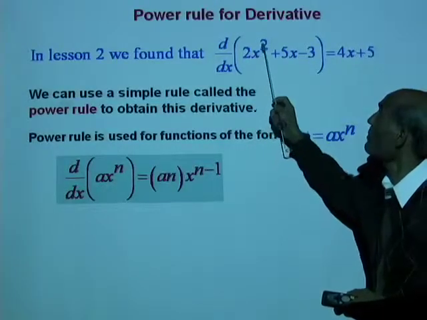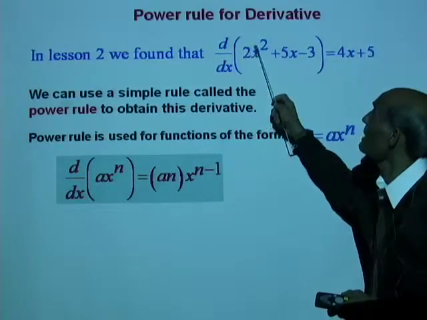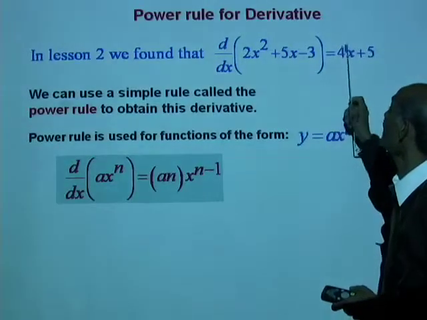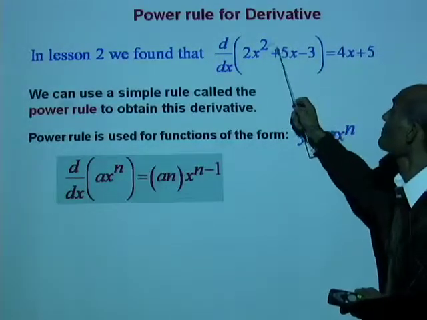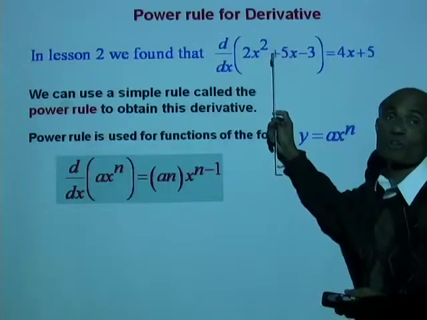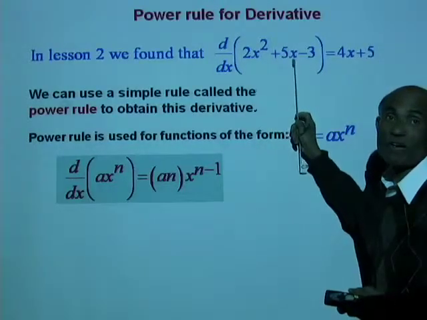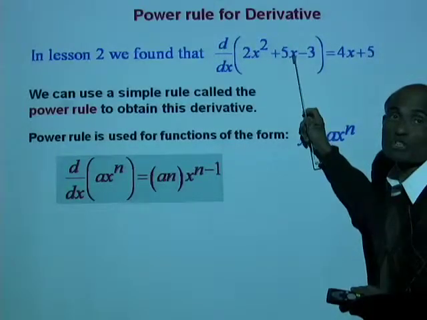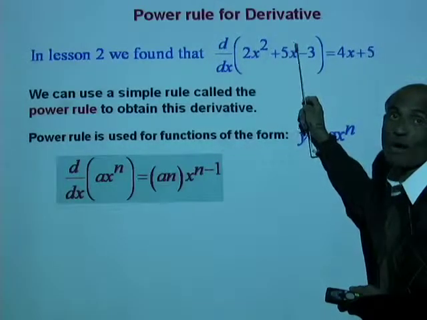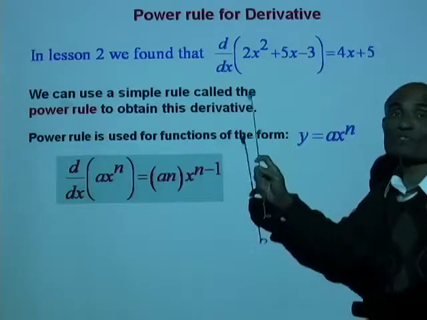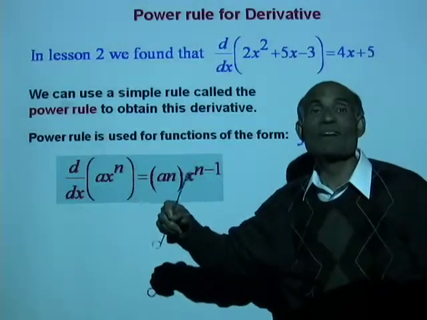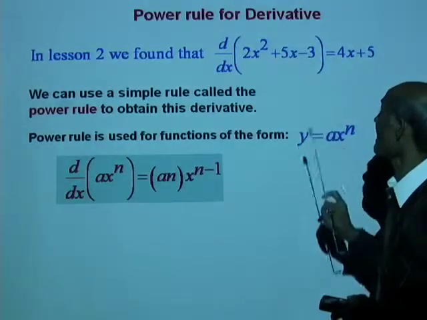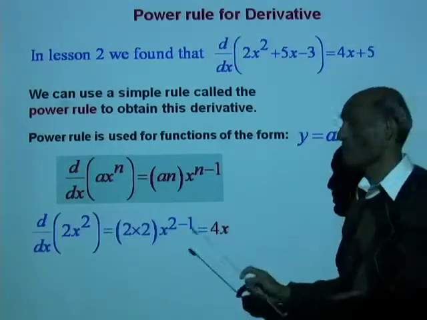Derivative of 2x squared, 2 times 2 is 4, x to the power of 2 minus 1 is 4x. And the derivative of 5x, you can apply the same rule. 5x to the power of 1, 5 times 1 is 5, times x to the power of 1 minus 1. What is x to the power of 1 minus 1? X to the power of 0, that is 1. So the derivative of 5x is 5, and so on.